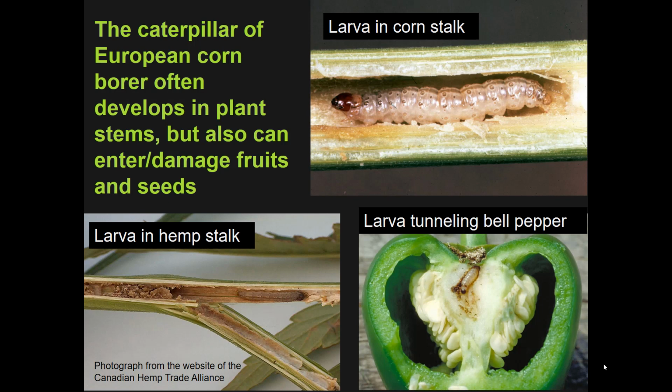The caterpillar will develop often in the stems of plants. It is a borer in interior parts of the plant. Often it's the stems, but we also will see some cases of them going into fruits and developing seeds, like in that bell pepper example in the lower right. But you might find them in the corn stalk or the corn ear, or there's one developing in hemp.